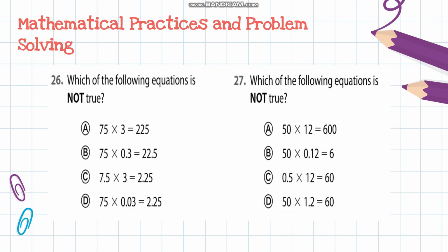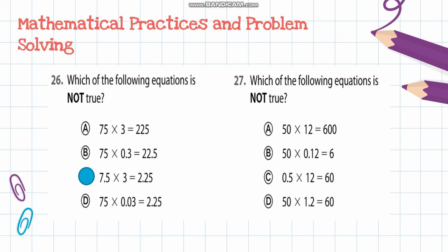Which of the following equation is not true? 75 multiplied by 3 is 225. That's correct. 75 multiplied by 0.3. So you have one decimal place. So move 1 going to the left. So that's correct. Then 7.5 multiplied by 3. So we have one decimal. So it should be 22.5, not 2.25. So that is not true. And 75 multiplied by 0.03, so you have two decimal places, so 1 and 2, that is also correct.